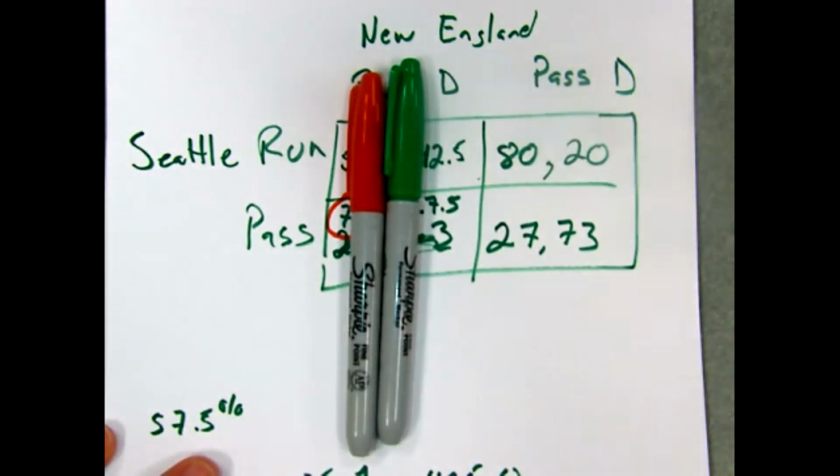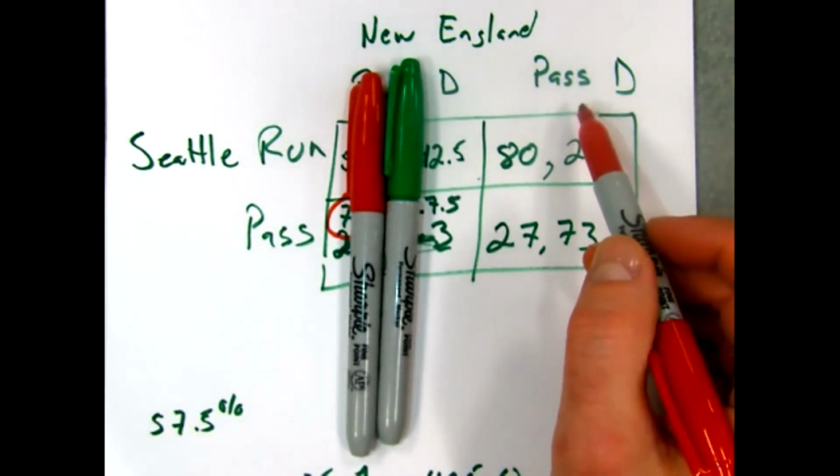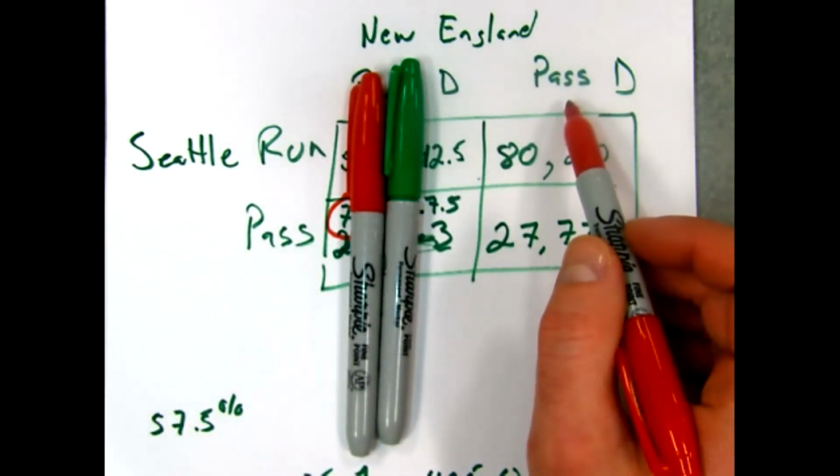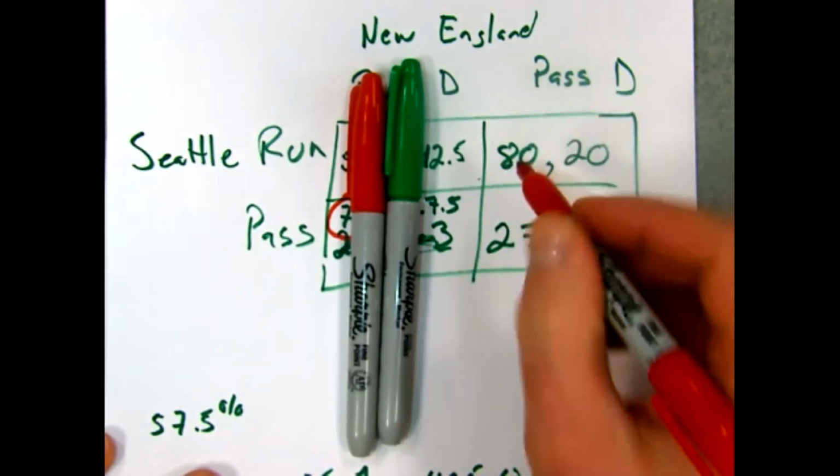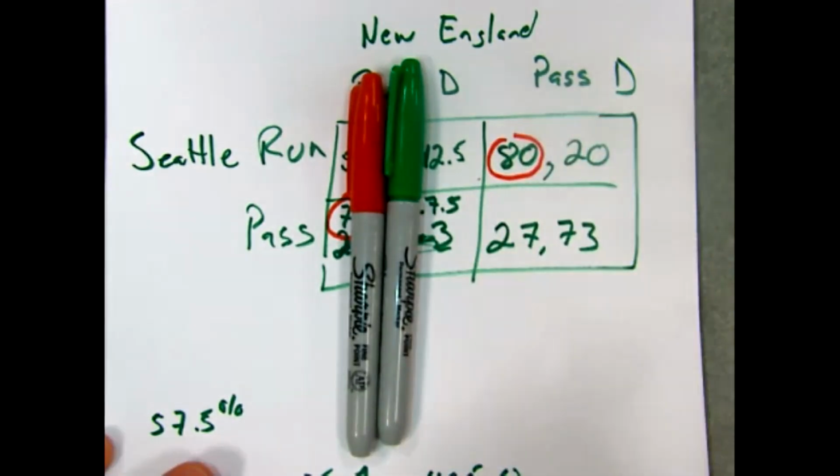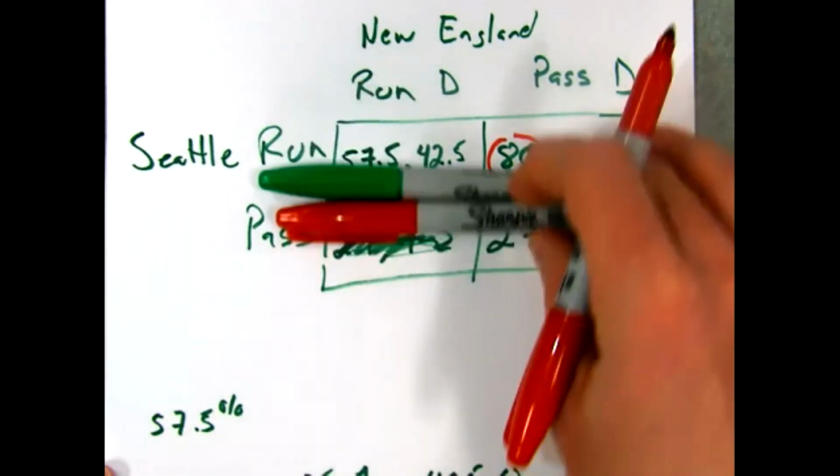If New England decides to run a defensive scheme that's better against the pass, right? What's optimal for Seattle to do? Run the ball. This makes sense, right? My best response to you choosing a pass-heavy defense is to run the ball. My best response to you doing a run-heavy defense is to pass the ball, right? But it's always best for me to do the opposite.